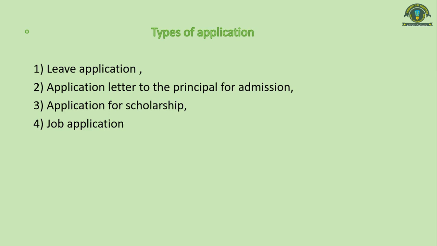The second type of application is when someone wants to get admission in some other school or college, then he has to write an application to the principal for admission. The third one is application for scholarship. When you are going to apply for a scholarship, you just have to write an application. The fourth one is job application. When you are going to apply for a job, you just have to write a job application.